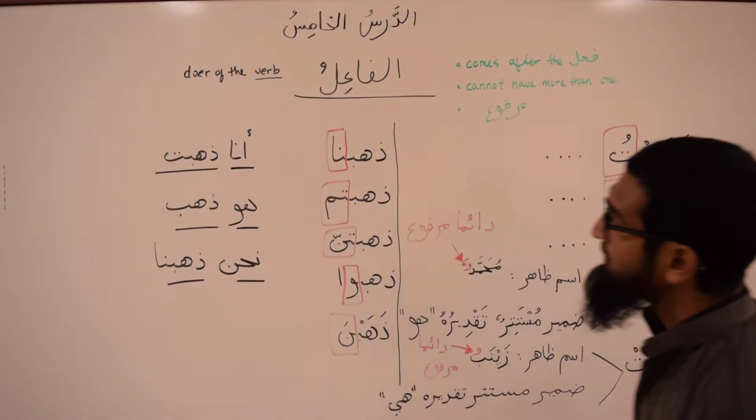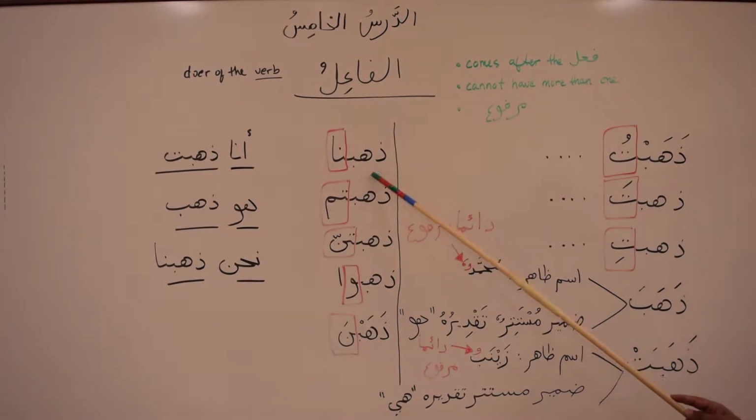Now, let's look at this side. The plural. Dhahabna. The fa'il is the noon and the alif, na. Dhahabtum. The fa'il is tum. Dhahabtunna. The fa'il is tunna. Dhahabu. The fa'il is the waw. It's called waw al-jama'ah. And dhahabna, the fa'il is this noon, which is called noon an-niswa, the feminine noon, or noon for the woman. Dhahabna.